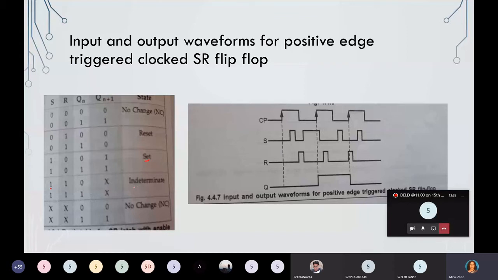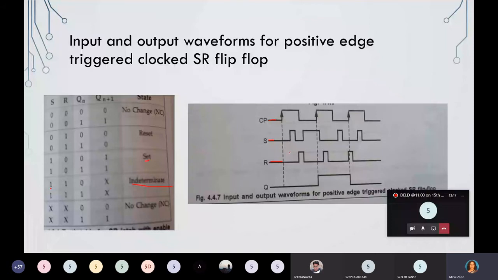Okay, and at the right hand side, the waveform for input and output is given, along with the clock pulse. So here there are actually three inputs: the clock pulse, then S and R, and your output will be your Qn plus 1 state, that is the next state. CP stands for clock pulse. This is my clock pulse, this is the S input and this is the R input, because we have to give 0 0, 0 1, 1 0 to S and R, right?